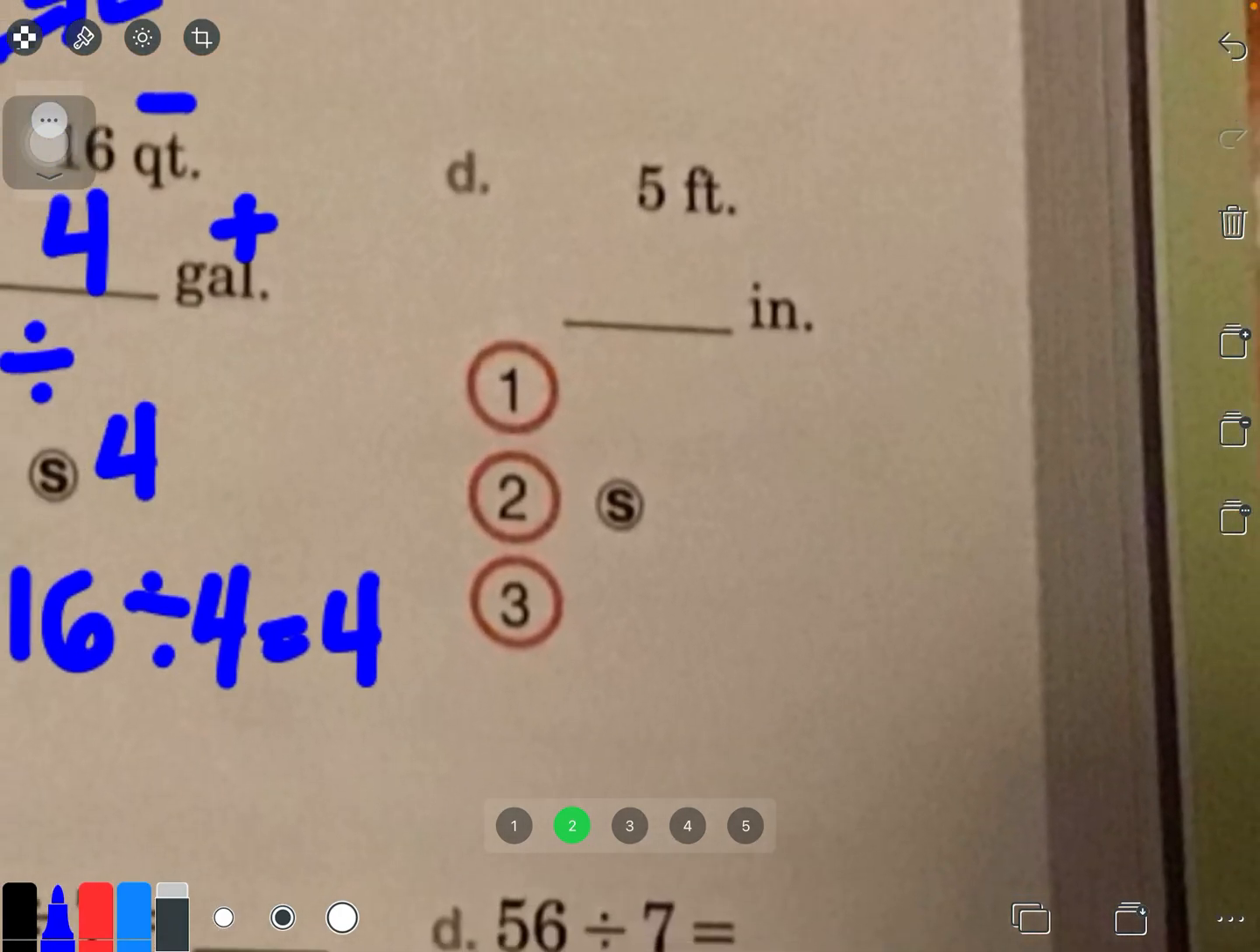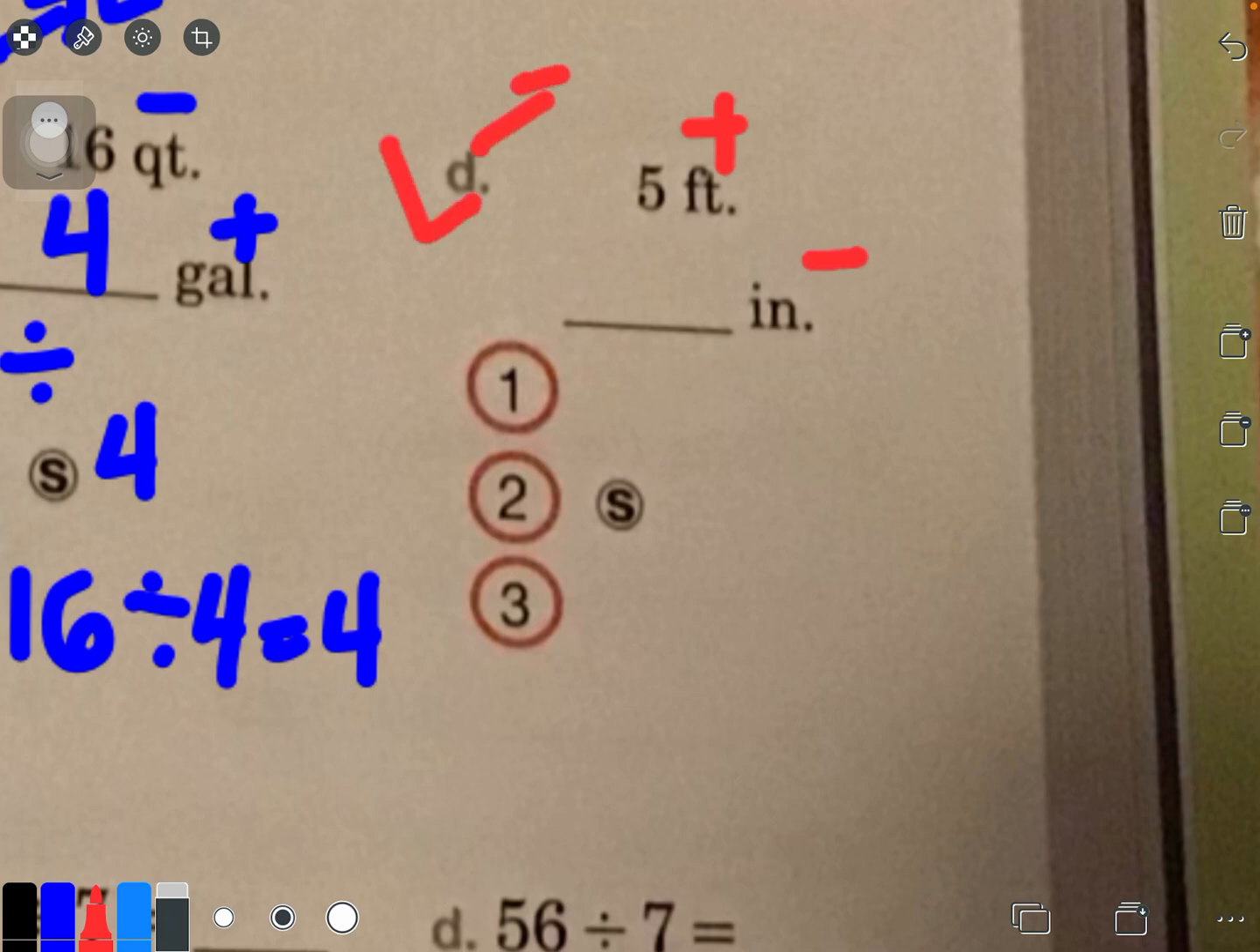Alrighty, last one. Let's use red. Foot and inches. Who's bigger, a foot or an inch? I hope you said a foot is bigger. So we're going from big to small. So we're going from large to small. We want to make the measurement small. So if we're going from large to small, doing the hand motions, big to small, I multiply.